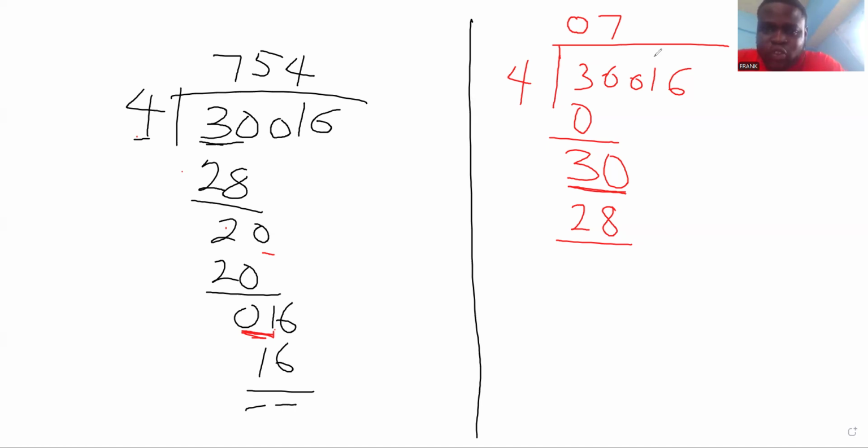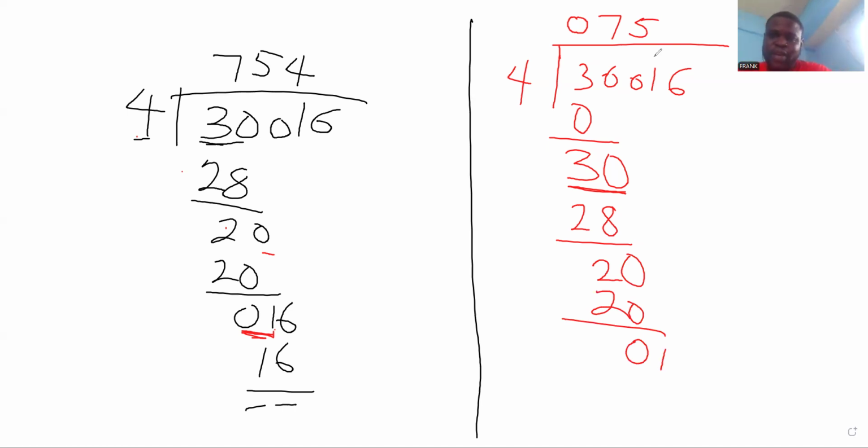So 4 times 7 is 28. Our remainder is 2. Once our remainder is less than the divisor, it means that we are right. The next digit to repeat is the second 0, making 20. So how many times will 4 divide 20? It's exactly 5. 4 times 5 is 20. Remainder of 0. Next digit to bring down is 1.